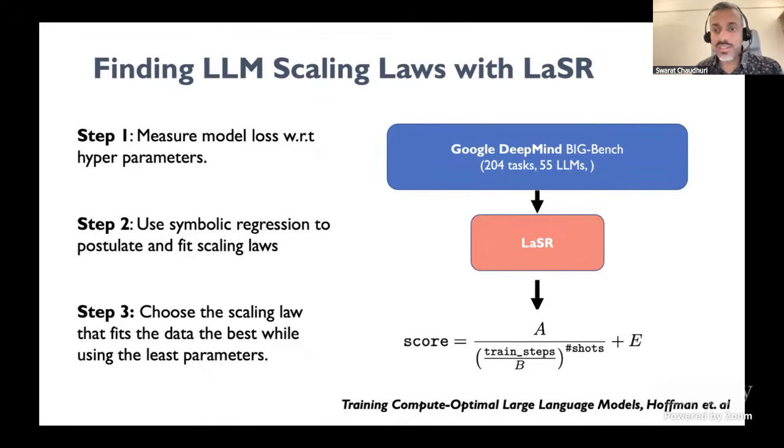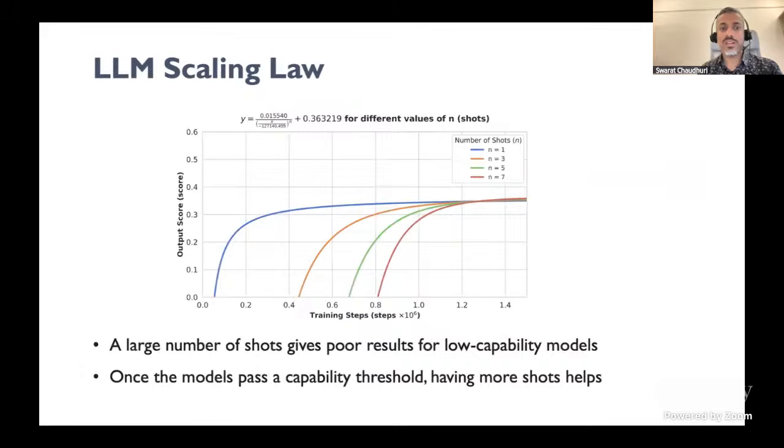And so what we found is that there was this interesting kind of law that came up. Now, this is just one example. It's not really very comprehensive yet, but this just shows that you can make these kinds of new discoveries using this. And so basically, if you interpret this, the way to think about it is that a large number of shots gives poor results for low capability models. But then once the models pass a capability threshold, then having more shots helps, right? And this is sort of a common sense linguistic interpretation of the law that came out.